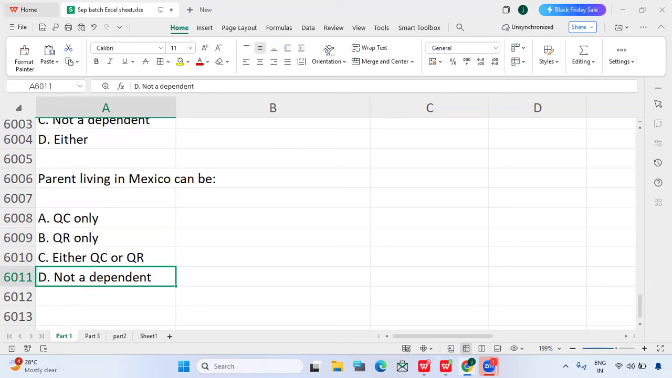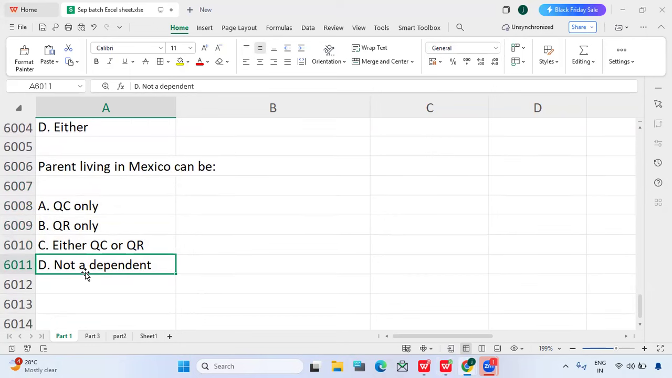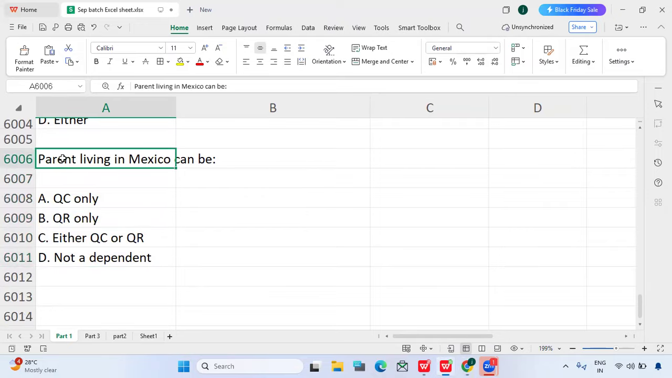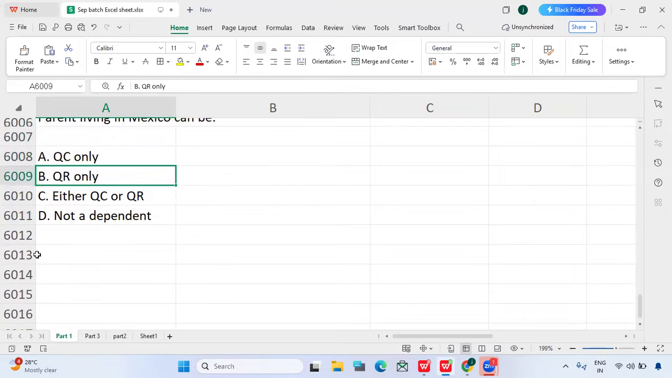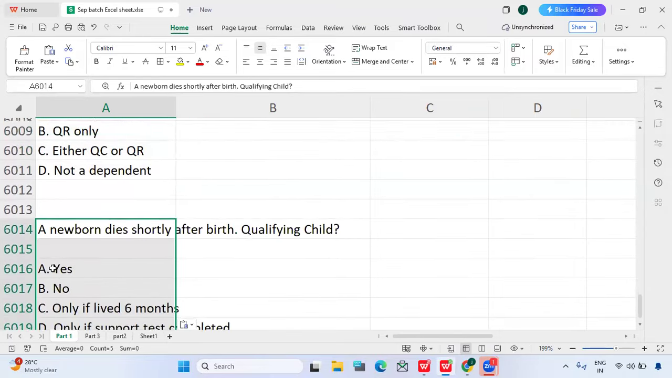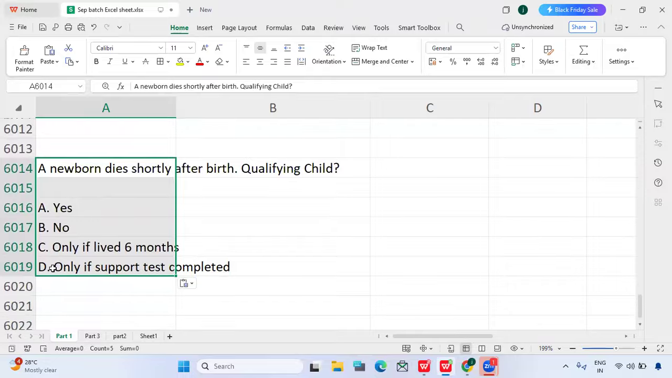Can they reside in Mexico? Canada and Mexico, yes. So parents come under qualifying relative only, so they can be residents of the USA, or residents of Canada or Mexico, also fine.